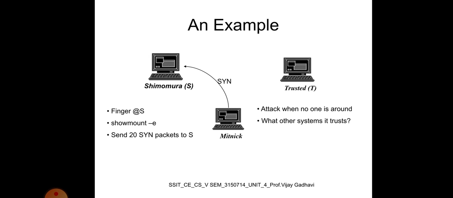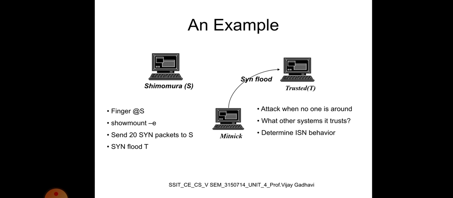Now we send 20 SYN packets to S. Now we start a data transmission using the TCP protocol. This is an application layer attack. Now we see SYN flood T. That means Mitnick sends a message and determines the ISN behavior. This is all about the network behavior and sending patterns with particular bandwidth and communication channel.